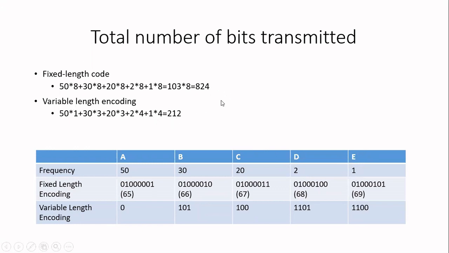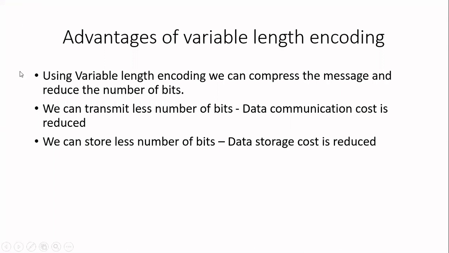So now you can compare both the schemes. The characters I am sending in both the schemes are the same. But when I go for fixed length encoding, I am sending more bits, and in case of variable length encoding, I am reducing the number of bits I am transmitting. So now let us see what advantages we will get when we go for variable length encoding.